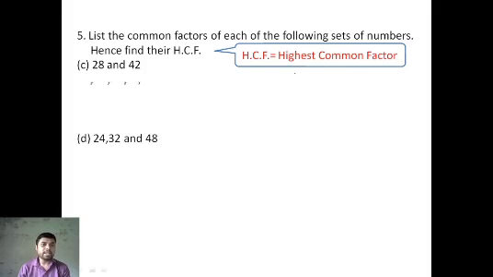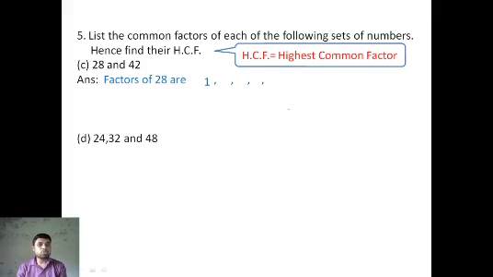Now write the factors of 28. That means, by which numbers can you divide 28? Listen, last class we did 1 into 28, 2 into 14, in this way. That calculation you can do by mind also. Just think, by 1 can you divide 28? Yes.